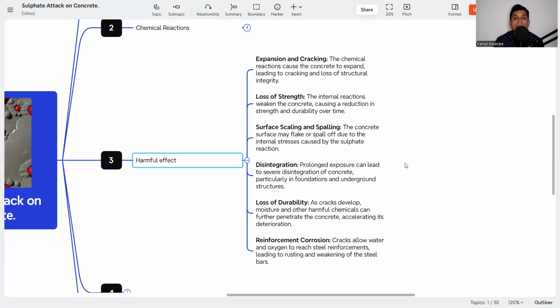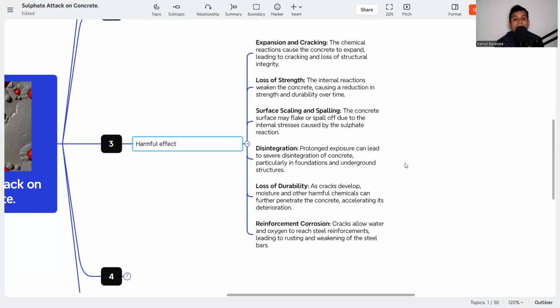Then loss of strength. The internal reaction weakens the concrete, causing a reduction in strength and durability over time. Whatever compound forms in the chemical reaction between the water and cement becomes the hardened paste. Now whenever sulfate is attacking, again this chemical reaction happens and ettringite forms. So the main component becomes weaker, and if it is weaker, then our strength and durability is also a problem.